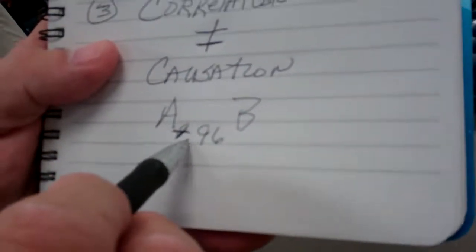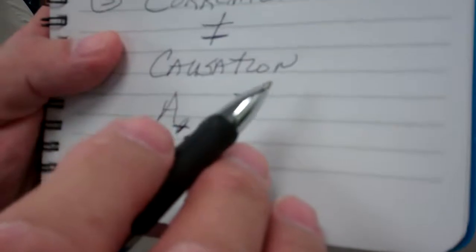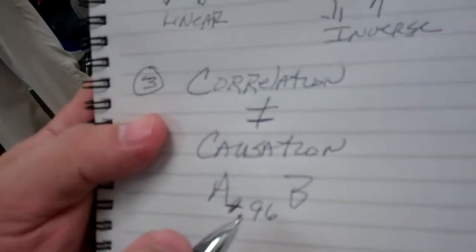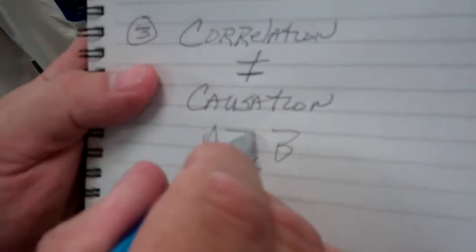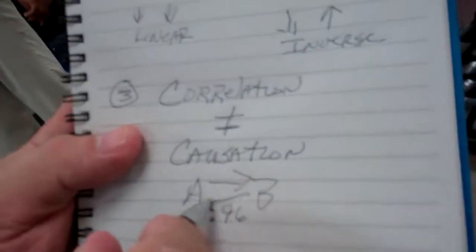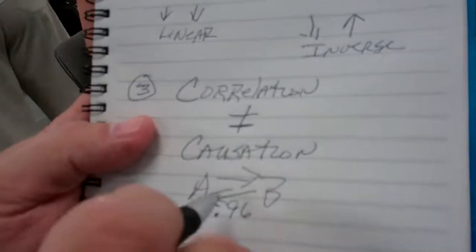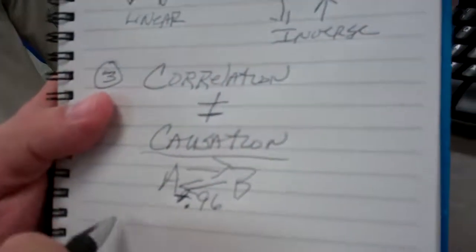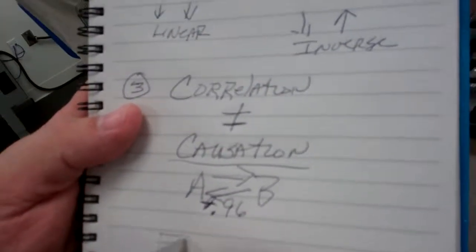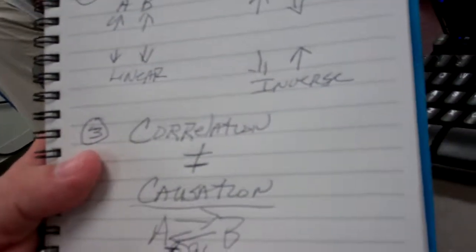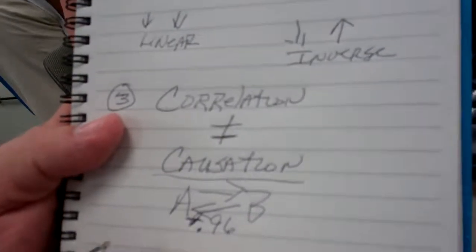Even if you have a 0.96, you cannot say, even though you'd like to, you cannot say that A causes B or B causes A. All you can say is that they're strongly correlated. In order to prove causation, you have to run an experiment, which is the next topic that I will talk about in a future YouTube.